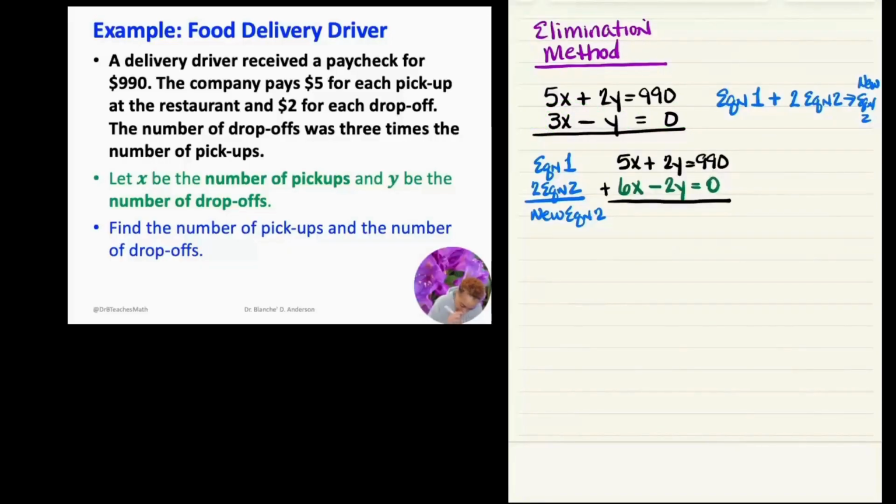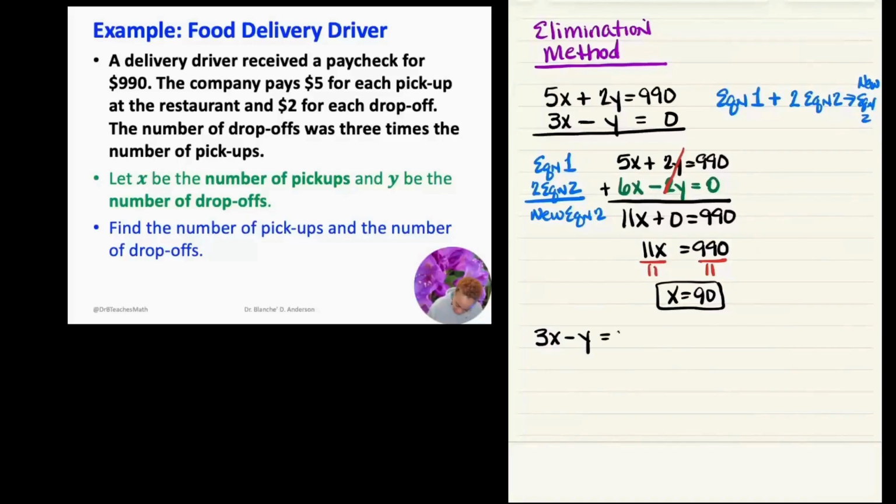So now when I add these together, that gives me 11x. These cancel out, right? So it's going to be 11x plus 0 equals 990. Same thing as what we already had, 990, right? We're going to divide both sides by 11. And then we get x equals 90, right? And then we're going to substitute into that equation to find the 270. We know it's 270.